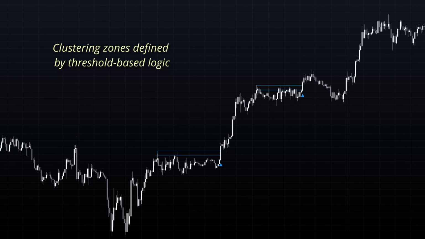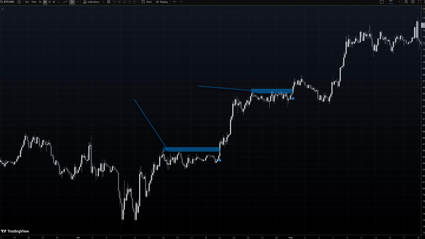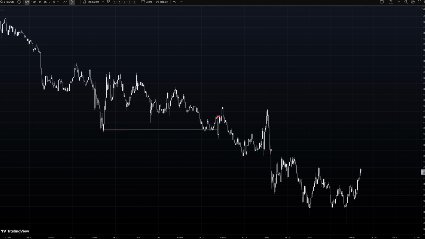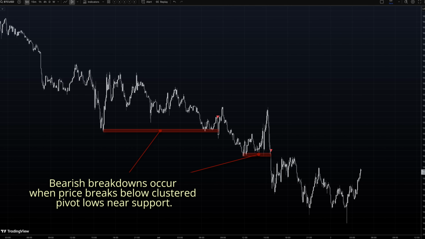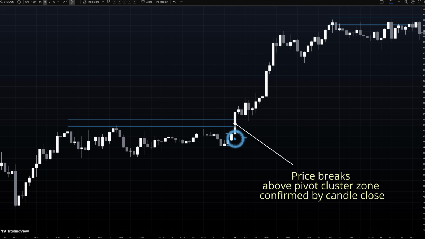The indicator employs a threshold-based approach to define clustering zones. For bullish breakouts, it searches for multiple pivot highs clustered near resistance levels that price subsequently breaks above. For bearish breakdowns, it identifies pivot low clusters that price breaks below with conviction. The detection logic requires specific conditions for signal generation.